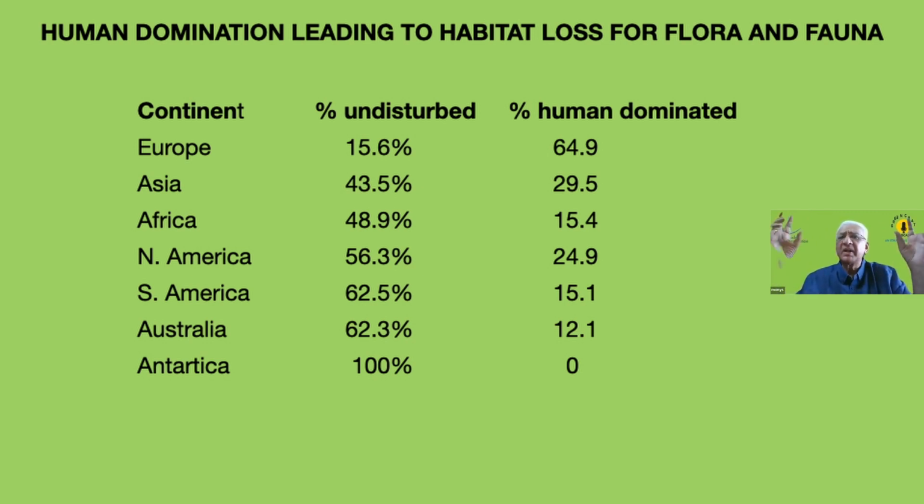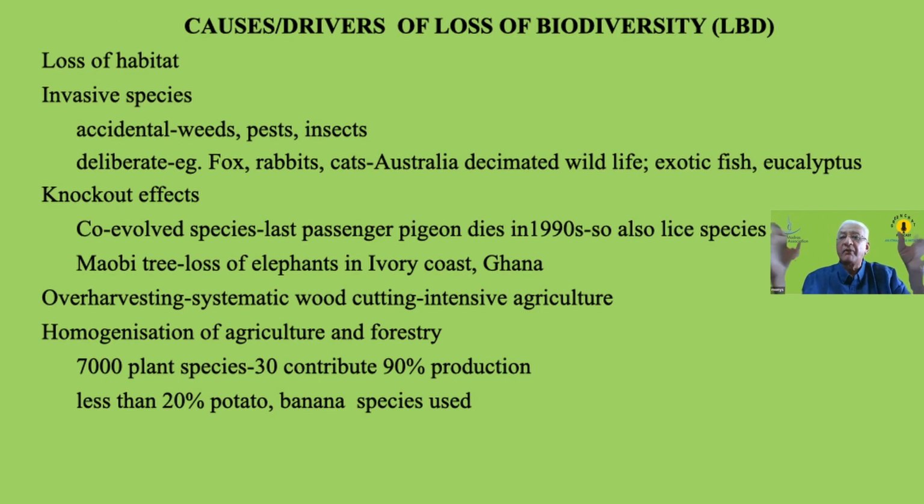And this chart, if you look at how humans have dominated the earth, on one end of the spectrum you have Antarctica, which is 100% undisturbed and 0% human dominated. At the other end, you have Europe, which is almost 65% human dominated and only 15% undisturbed. And you have Asia, Africa, and America, which are anything between 43 to about 60% undisturbed. Which means, to the extent possible, you must leave the region undisturbed. Then you have more scope for the flora and fauna to flourish. But if humans start dominating, the flora and fauna will gradually become extinct, or they will move from one place to another.